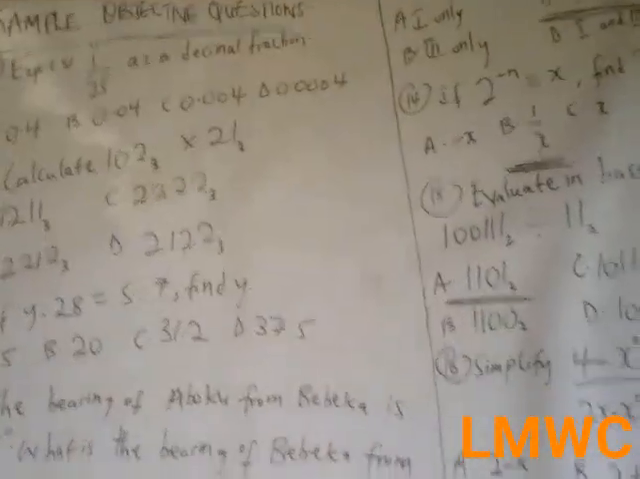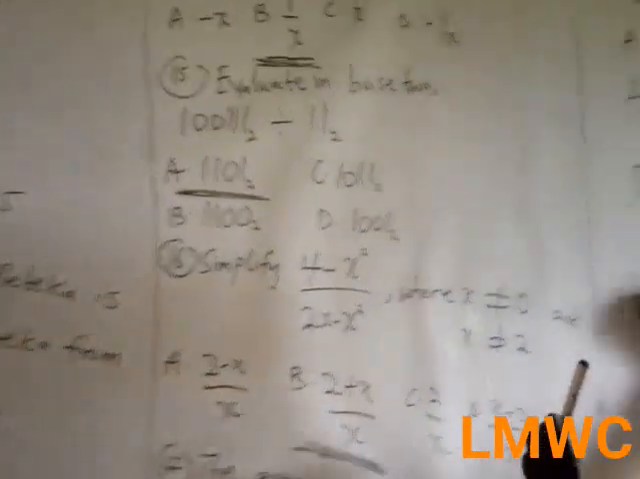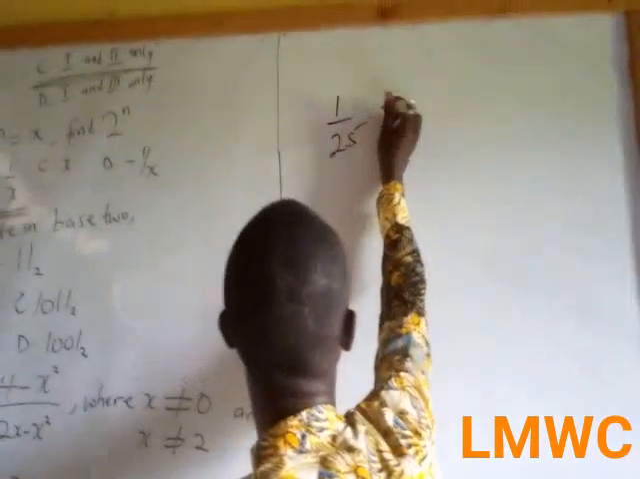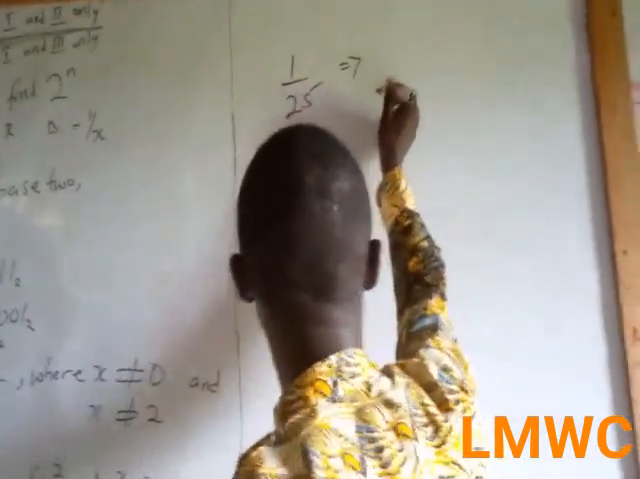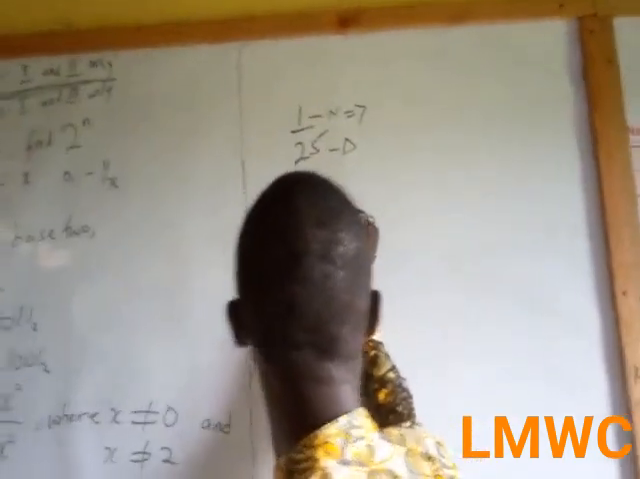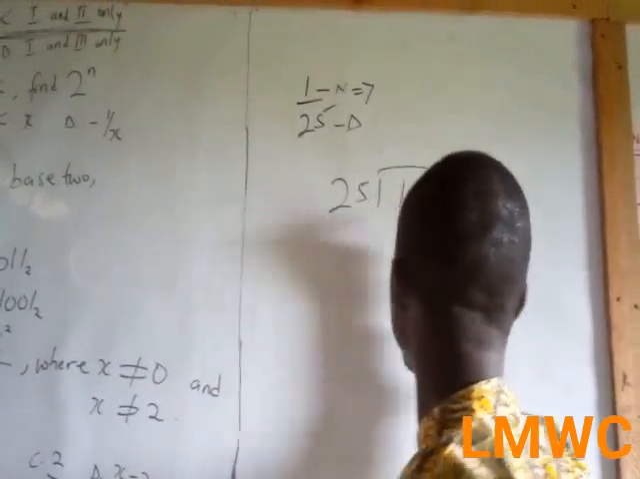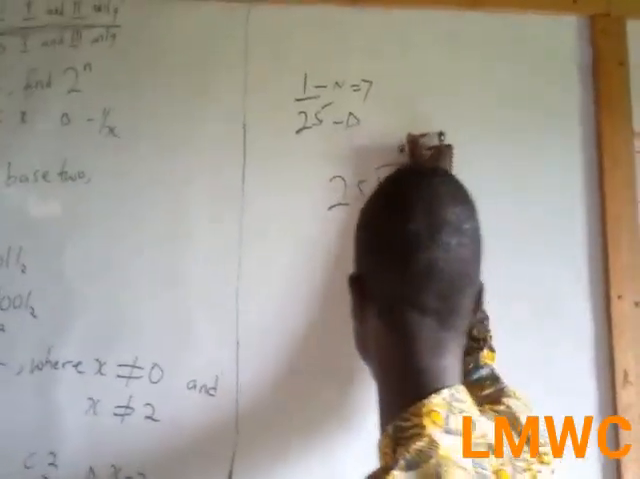Question 18. Express 1 over 25 as a decimal fraction. So this is how you approach this question. 1 over 25: this is the numerator and this is the denominator. So 25 out, 1 here. Can 25 go into 1? No, so you bring 0.